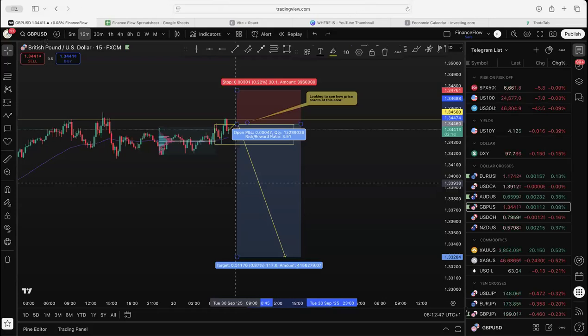So GBP USD is another one which looks good. So I'm going to put that in the group.